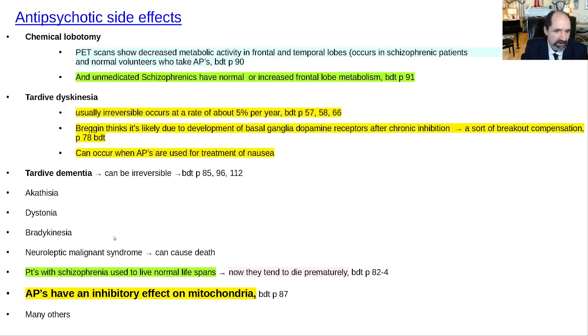Tardive dementia, and let's see. Oh, and there's other things I read. I'll have some of the references later, and I started reading that antipsychotics clearly have an inhibitory effect on mitochondria. They inhibit complex 1 in the electron transport chain. That is bad.